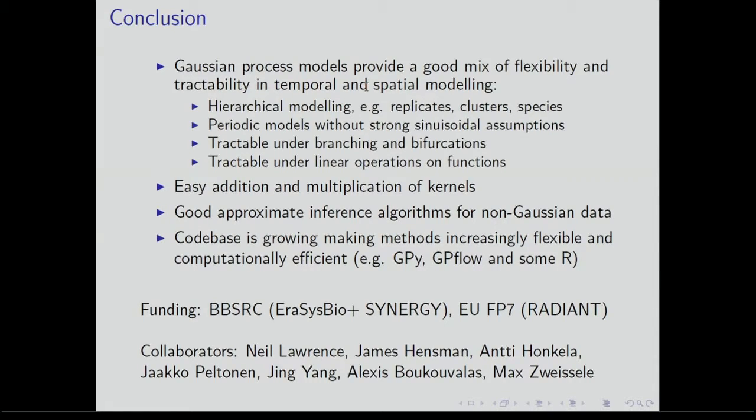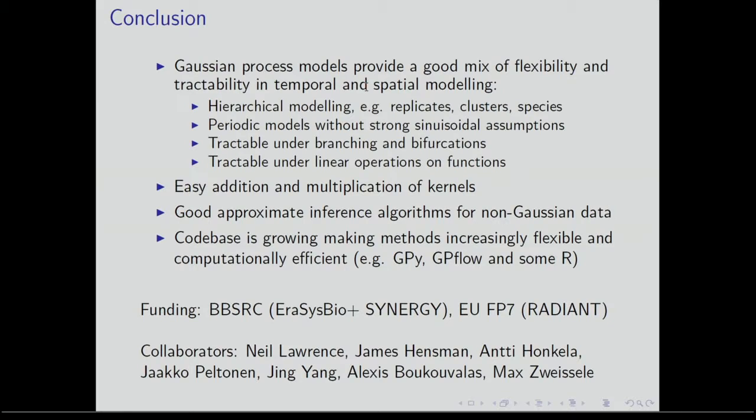So I like Gaussian processes because they've got a good mixture of flexibility and tractability. Hopefully you've seen that you can do hierarchical modeling very nicely with these. You can introduce structure like periodicity. The models remain tractable under constraints like branching and bifurcation. And they're tractable under linear operations on the functions. So if you do a linear differential equation or a linear partial differential equation in a spatial system, the whole thing remains a Gaussian process, so the likelihood is exactly tractable in those cases.